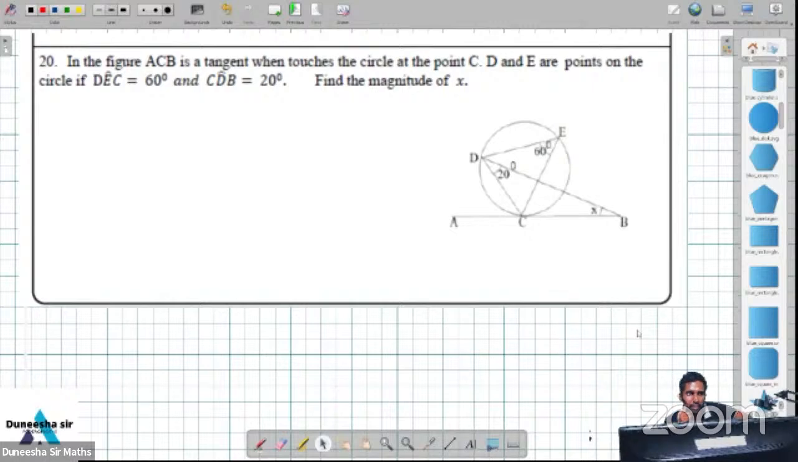Okay. In the figure, ACB is a tangent touching the circle at point C, and D and E are points on the circle. If DEC equals 60 and CDB equals 20, find the magnitude of x. Can you find it?